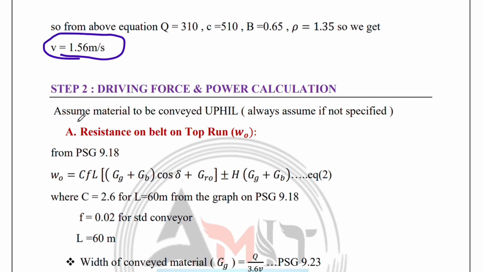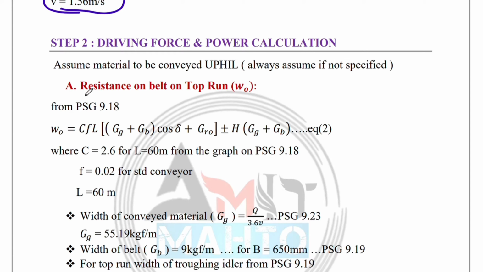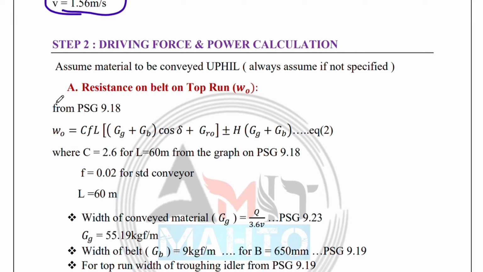Now moving to step number 2. Step number 2 is the driving force and power calculation. Assuming the material to be conveyed is coal, always assume it if not specified. First we will find the resistance on the belt on the top run. We have to find the resistance of the belt on the top run as well as on the bottom run. So first we will go for the top run. This is denoted by W0.